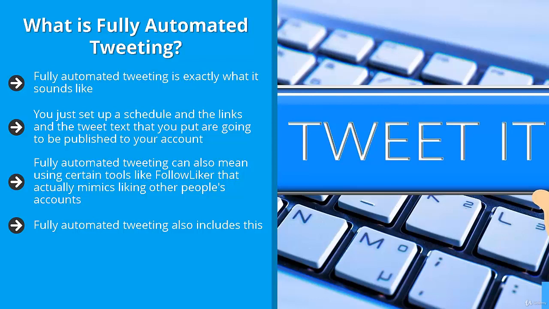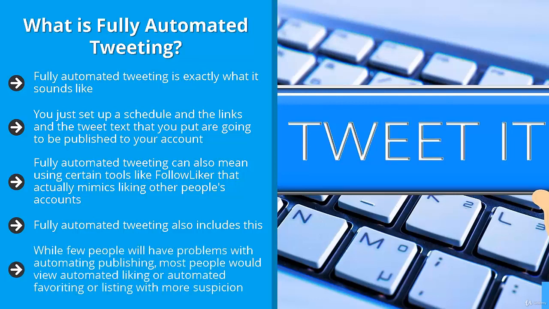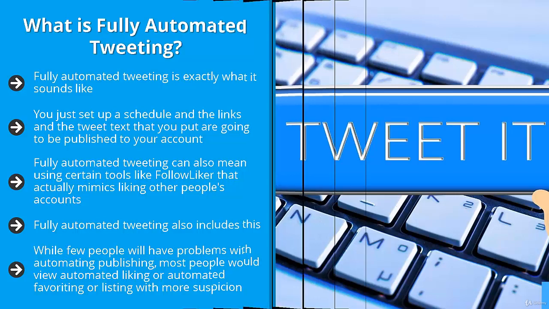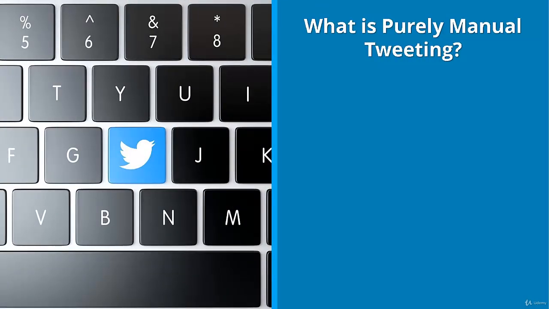Twitter is cracking down on bot-like behavior. While few people will have problems with automating publishing, most people would view automating liking, automated favoriting, or listing with more suspicion. I'm just giving you a heads up because these bots may sooner or later be banned by Twitter. What is purely manual tweeting?